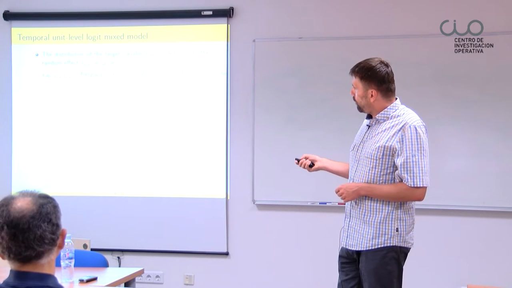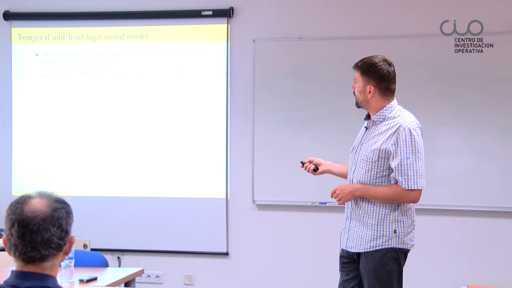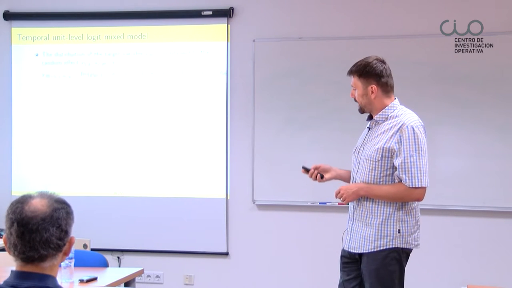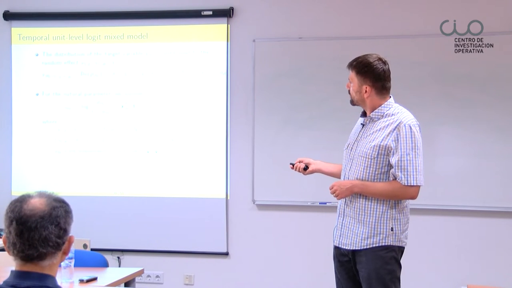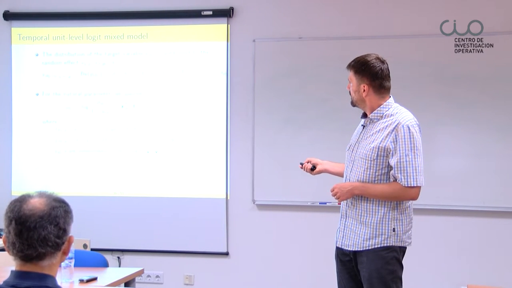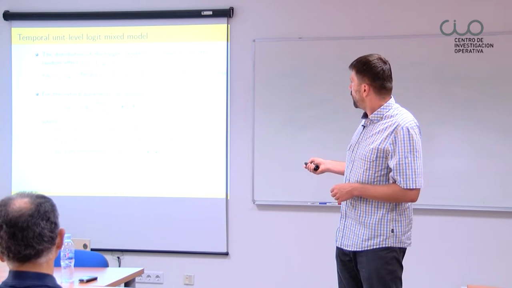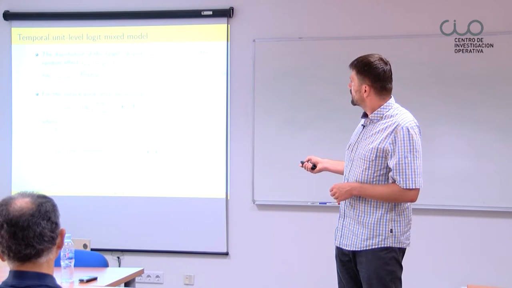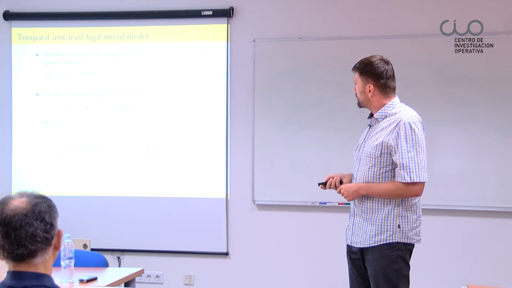And again, we suppose the conditional distribution is a random distribution with some probability, and we have two sets of random effects. Again, we use the logistic regression, so we have the logit function. This part is the same, except the time index here. And what we include more is this random effect of time. So we have some random effects which have some variability with respect to domain, and here we have some random effects which give variability with respect to domain and time. So in this sense, it's more complicated for us.